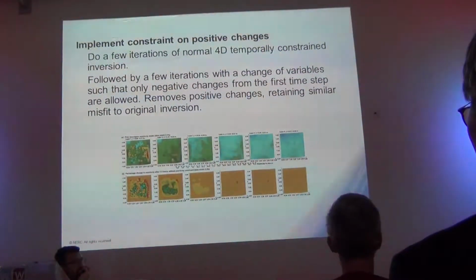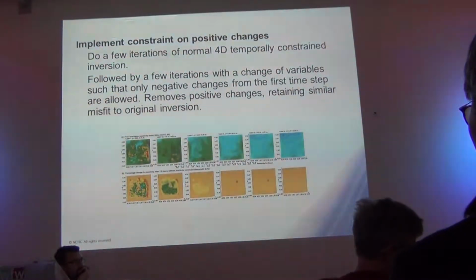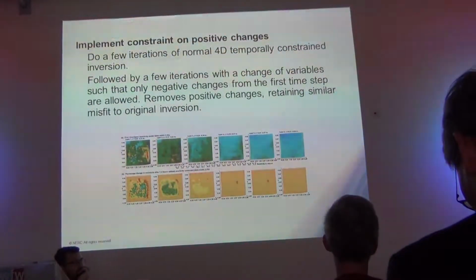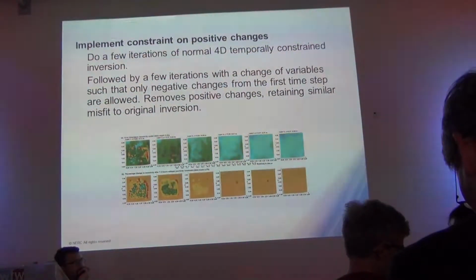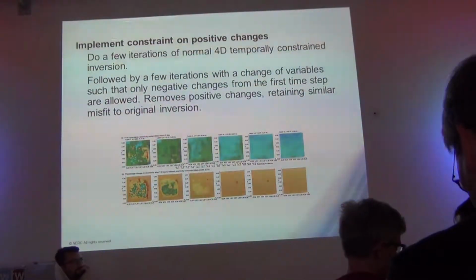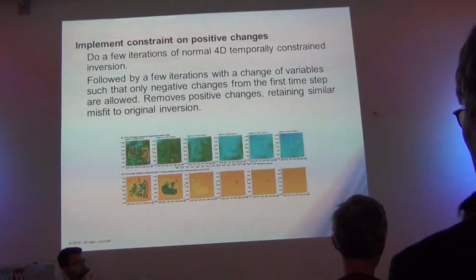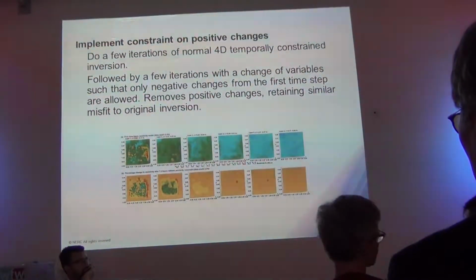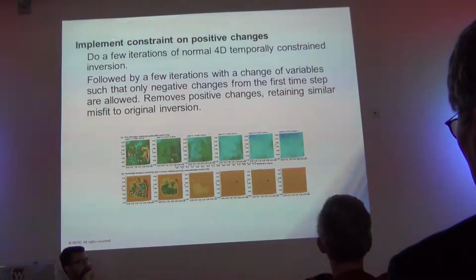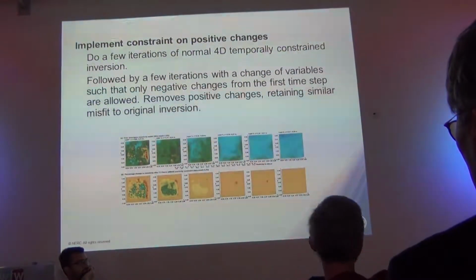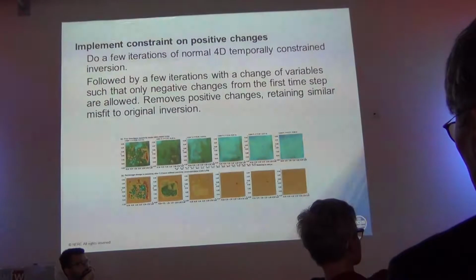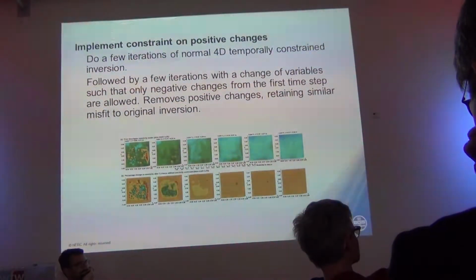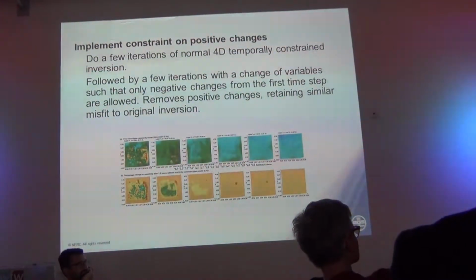So the way we implement that is we basically put a constraint on positive changes only. So we do a few iterations of a normal 4D temporally constrained inversion, and then the idea is to introduce a change of variables in such a way that only negative changes from the first time step are allowed henceforth. And you then follow that up by further iterations with that new, basically replaced variable.